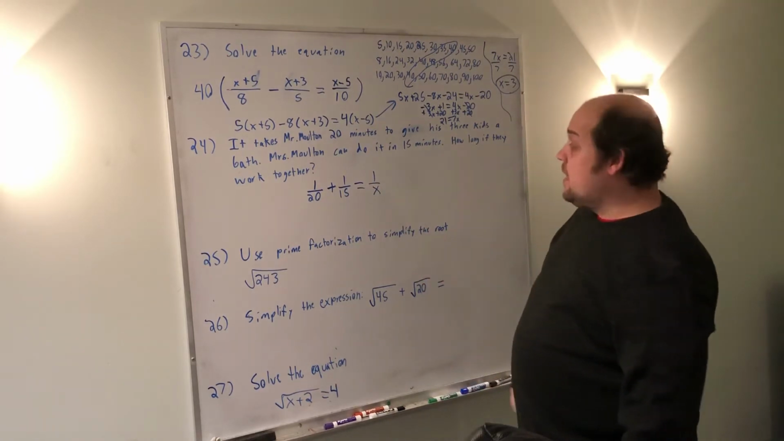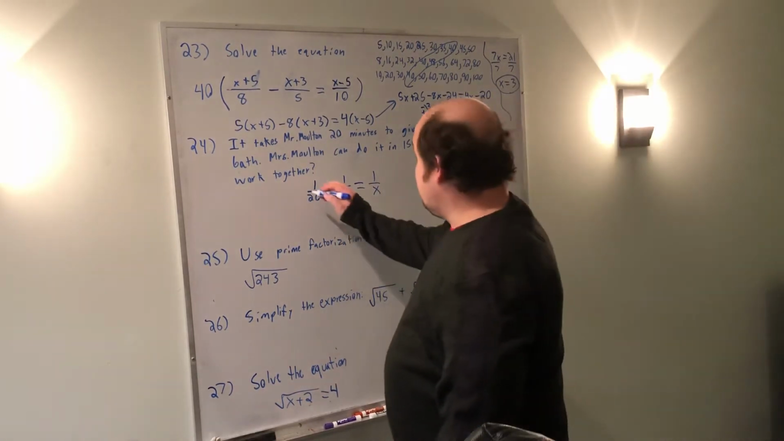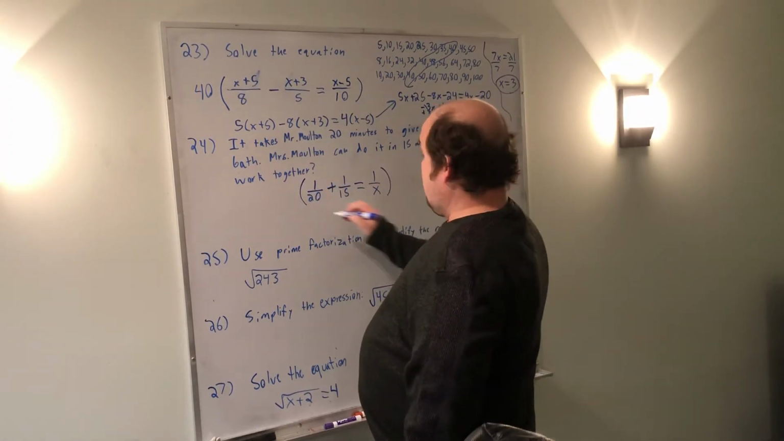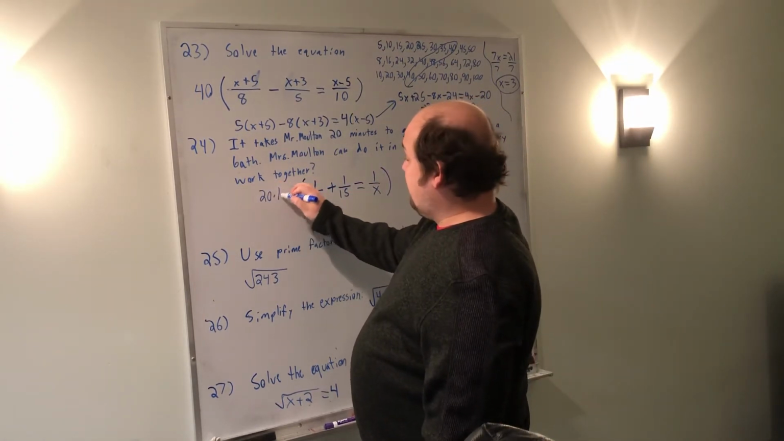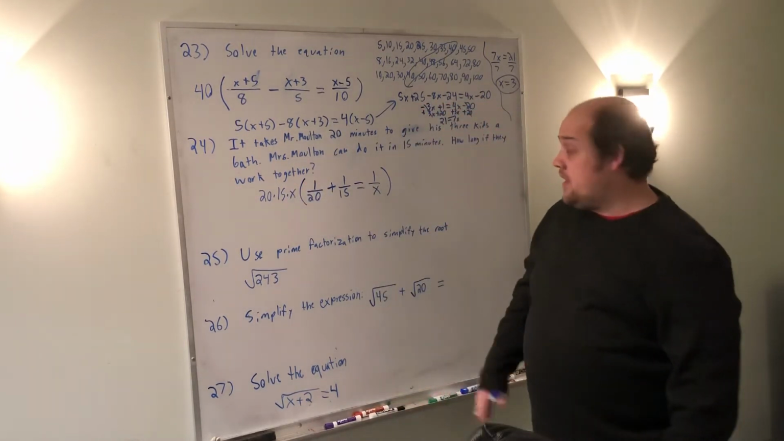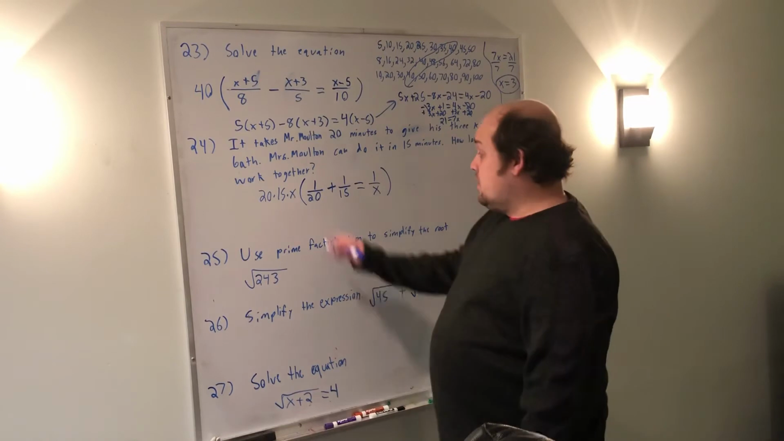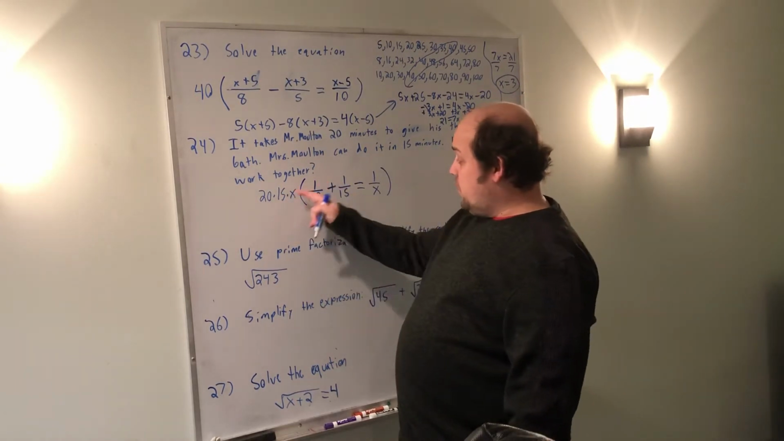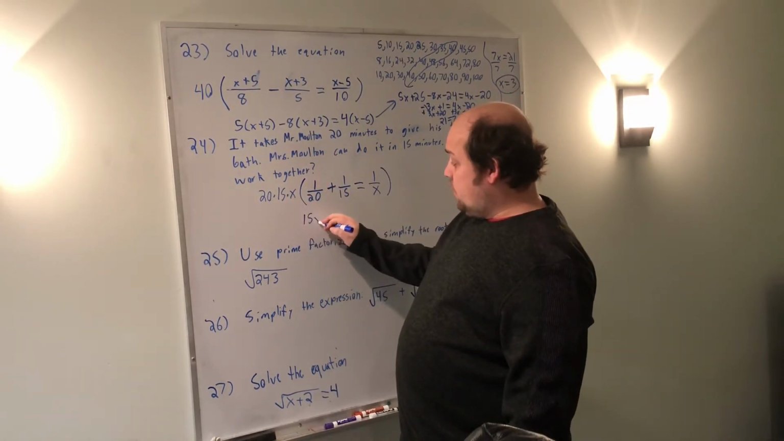In order to then turn this into something without fractions, you just multiply by 20 times 15 times x. Basically, all three of the denominators multiplied together. The 20 will cancel the first one. It'll be 1 times 15 times x, or 15x.